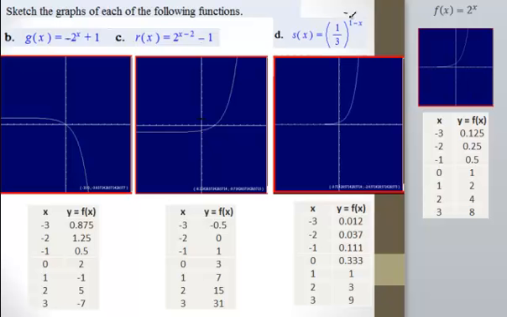1 minus x is the same thing as negative x plus 1, right? Well, that's the same thing as negative times x minus 1. So this negative reflects it back over the y-axis, and since we're subtracting 1 on the inside of the function, it's shifting it to the right 1 unit.